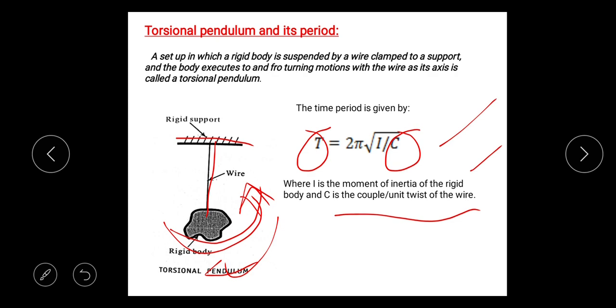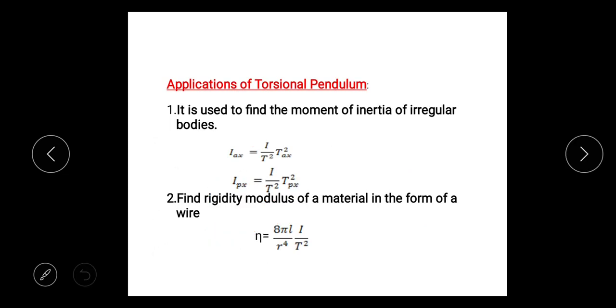Now we'll go for applications of the torsional pendulum. There are two important applications. Bodies which have a geometrically defined shape are called regular bodies. It is possible to evaluate the moment of inertia of regular bodies mathematically, for example along the length I_L, along the breadth of a rectangular plate I_B, etc. But to find the moment of inertia of irregular bodies, using a torsional pendulum is the only method. So the first application is to find the moment of inertia of an irregular body.